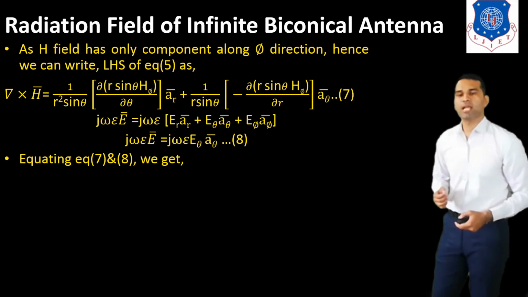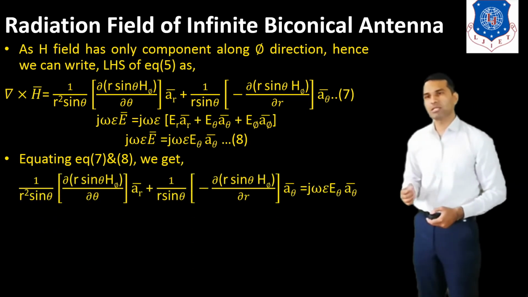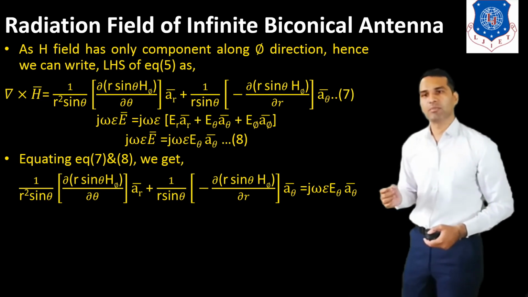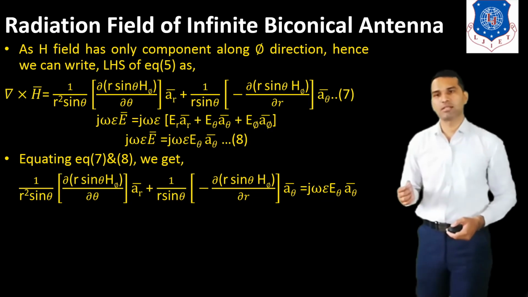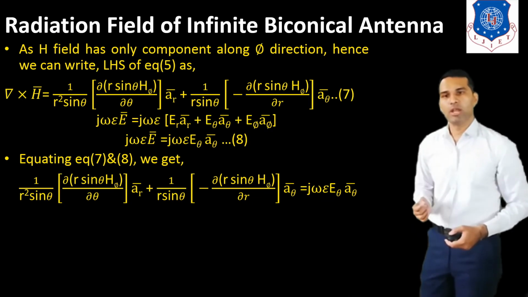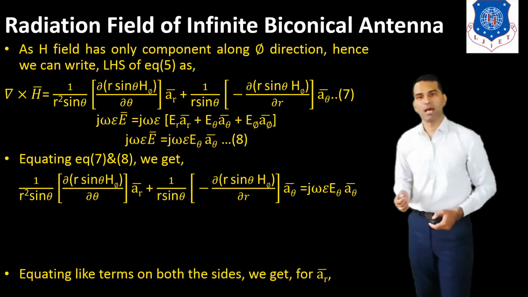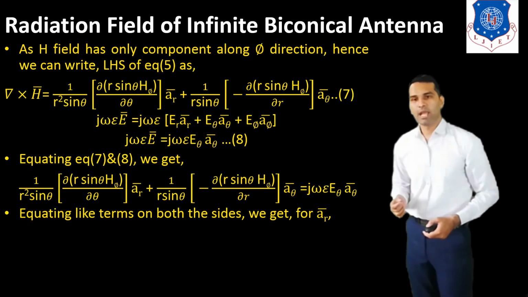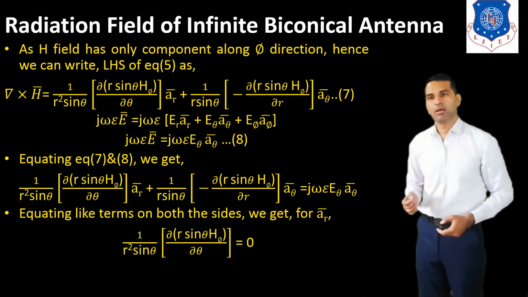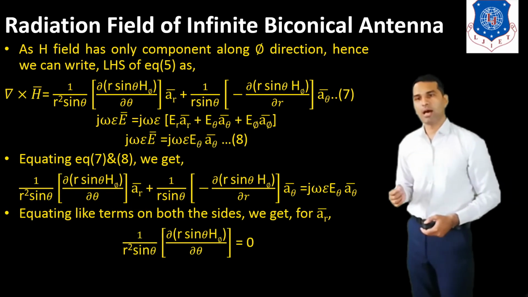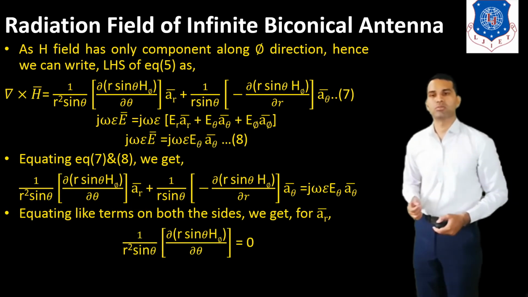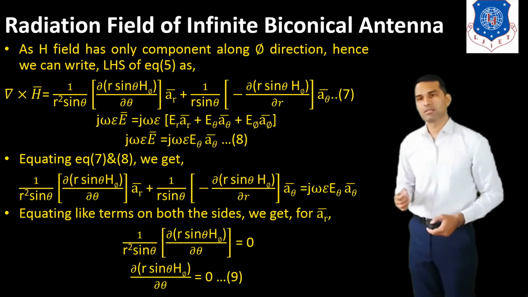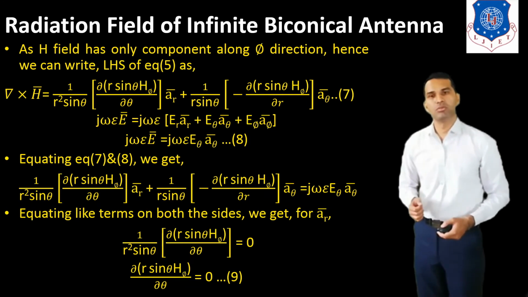Equating equation number 7 and 8, we get 1 upon r square sin theta del r sin theta H phi del theta a r plus 1 upon r sin theta minus del r sin theta H phi del r into a theta is equal to j omega epsilon E theta a theta. Now equating like terms on both sides, for the a r component 1 upon r square sin theta del r sin theta H phi del theta is equal to 0. So we can simply write this as del r sin theta H phi upon del theta is equal to 0.